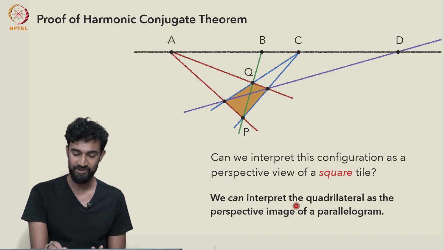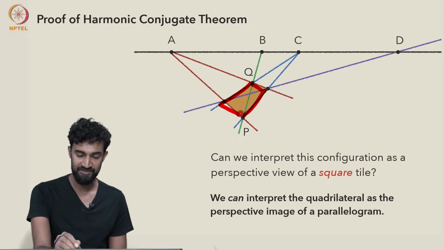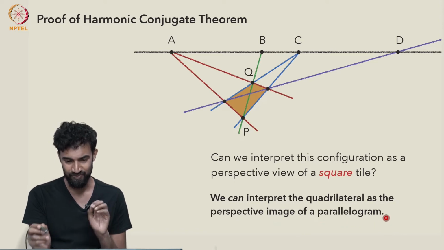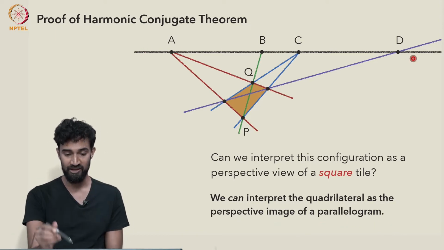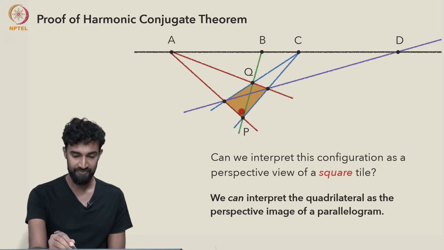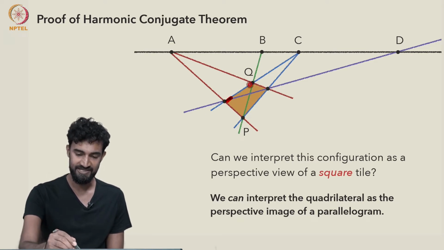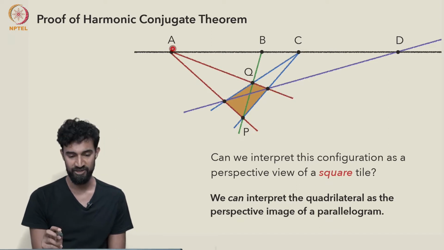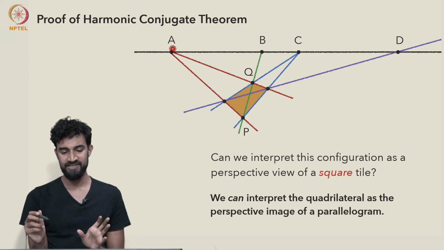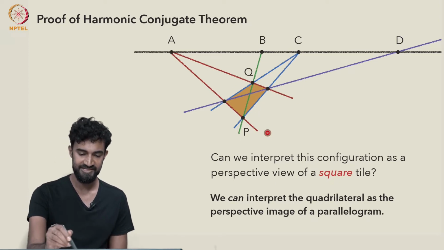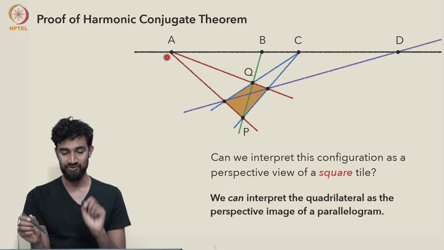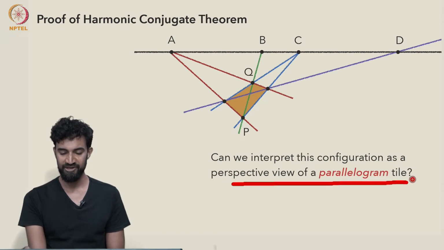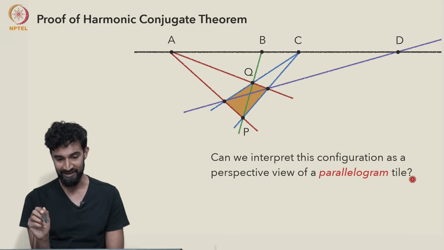We can interpret this quadrilateral as the perspective image of a parallelogram. That we can do. We can say that this is a perspective drawing, and in space, on the floor plane, this is a parallelogram. Its sides converge to this vanishing point. Its other, opposite sides converge to this vanishing point. So since these sides are parallel and these sides are parallel in the top-down view, it's a parallelogram. So let's do that. We can interpret it as the perspective view of a parallelogram tile.